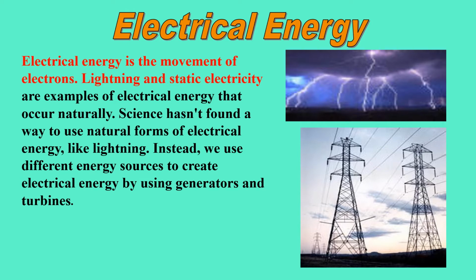Electrical energy is the movement of electrons. Lightning and static electricity are examples of electrical energy that occur naturally. Science hasn't found a way to use natural forms of electrical energy like lightning. Instead, we use different energy sources to create electrical energy by using generators and turbines.